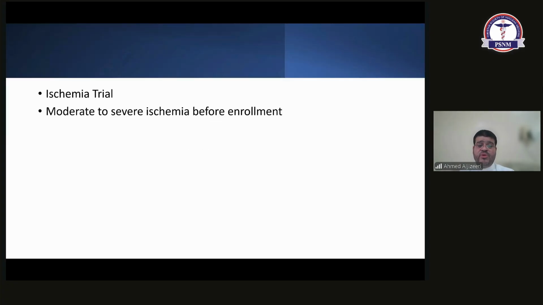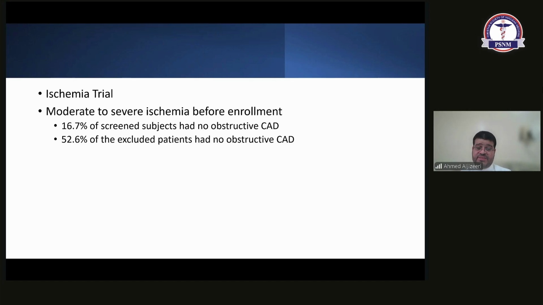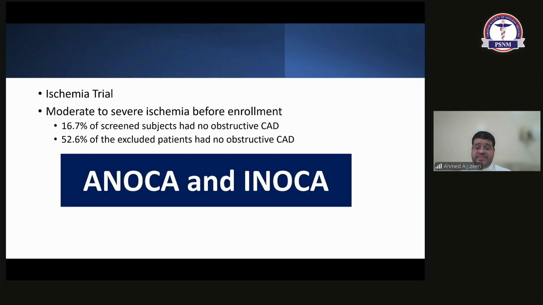And finally, I want to share one final thing: in the ISCHEMIA trial, where moderate to severe ischemia was proven before enrollment, 16% of subjects had no obstructive coronary artery disease, and 52.6% of excluded patients had no obstructive coronary artery disease. So a lot of patients who were having significant ischemia did not have obstructive disease, and that should increase our awareness of ANOCA and INOCA, which will be my talk tomorrow, inshallah, if I didn't bore you today.